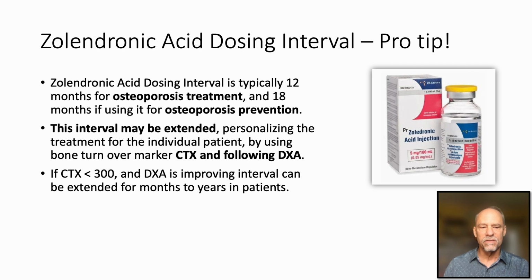So if the CTX is less than 300 and the DEXA is improving in the interval or stable, then it may be extended. You don't necessarily need to give it every 12 months in treatment or every 18 months in prevention. And if a person's in a drug holiday, say they had their 5 years of oral bisphosphonates, you can continue to follow the CTX and DEXA and determine when they may need treatment again. If the DEXA is starting to fall off and the CTX is going up, that's a clear indication that they need to restart the medications.